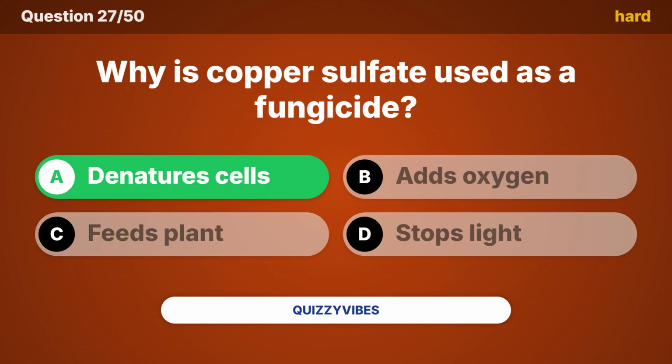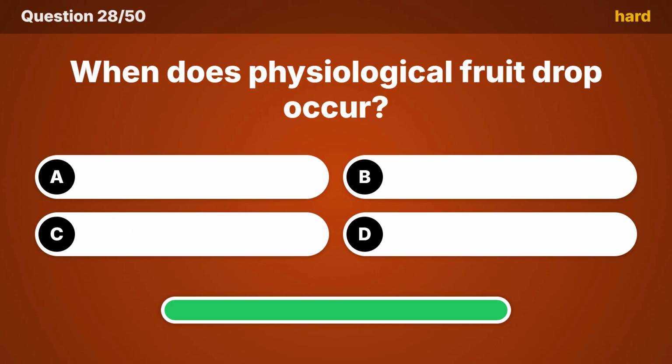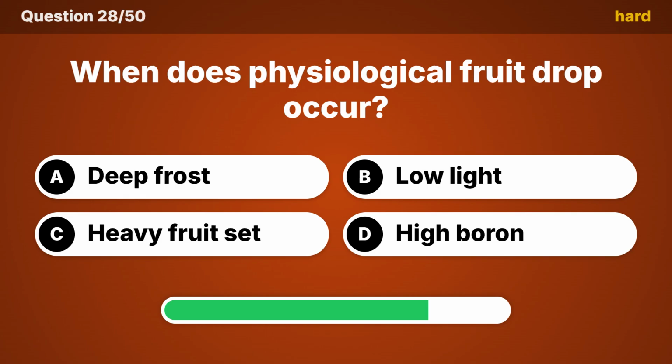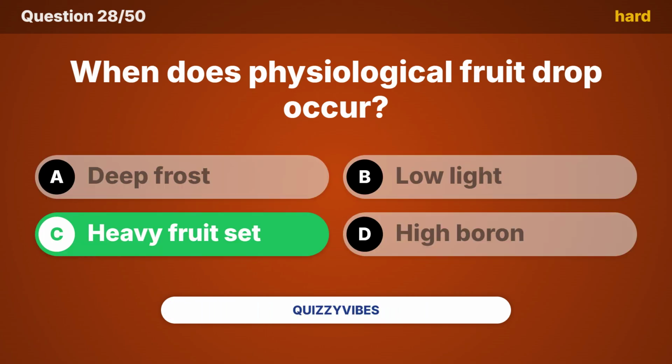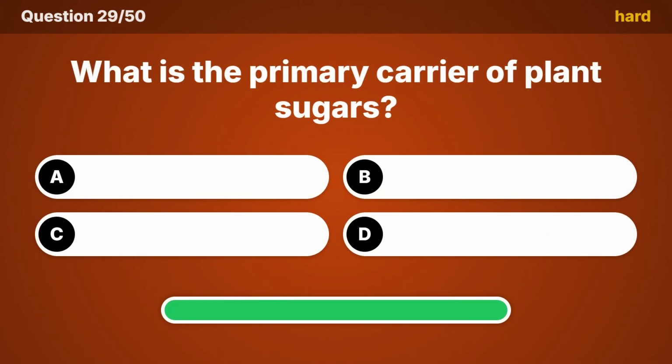Here is the answer, denatures cells. When does physiological fruit drop occur? Here is the answer, heavy fruit set. What is the primary carrier of plant sugars?